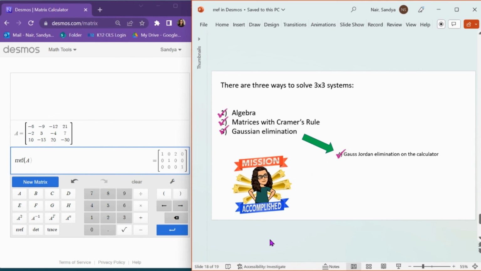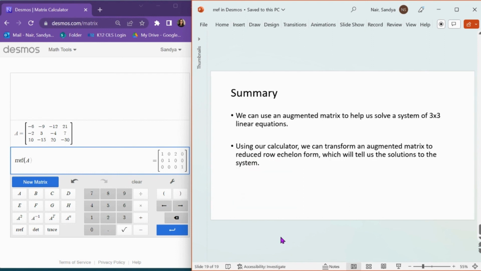All right, so now you've learned all three methods of how to solve 3 by 3 systems. Remember, you can solve these systems algebraically using matrices with Cramer's rule, by Gaussian elimination, or you can take it a step further and do Gauss-Jordan on the calculator. So remember, we can use an augmented matrix to help us solve a 3 by 3 system of linear equations. Using our calculator, we can transform an augmented matrix to reduced row echelon form, which will tell us the solutions to the system.